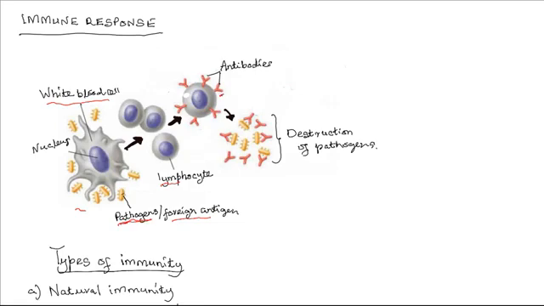Introduction of a pathogen or a foreign antigen, identification by a particular white blood cell, which then sets in motion the response, in which there is multiplication of lymphocytes. These are white blood cells that produce antibodies, and they produce specific antibodies that will then attack and destroy the specific antigen. So the presence of antibodies against a particular antigen brings about an immunity.